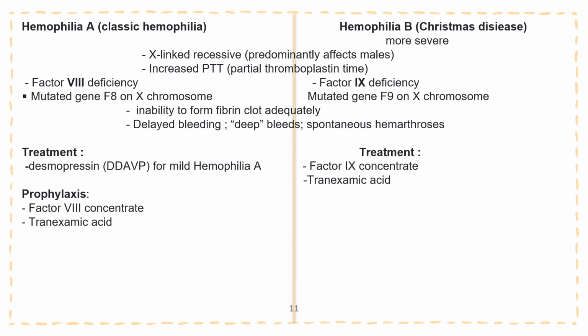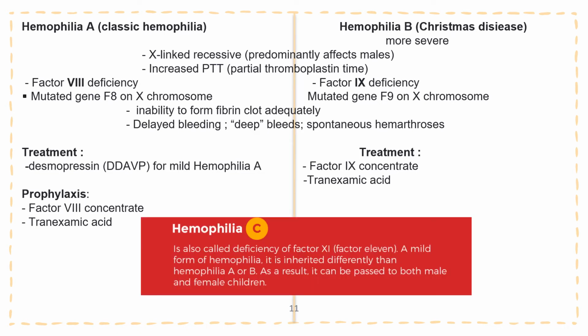Treatment for Hemophilia A is desmopressin, DDAVP, for mild Hemophilia A. Prophylaxis is factor 8 concentrate and tranexamic acid. Treatment for Hemophilia B is factor 9 concentrate and tranexamic acid.